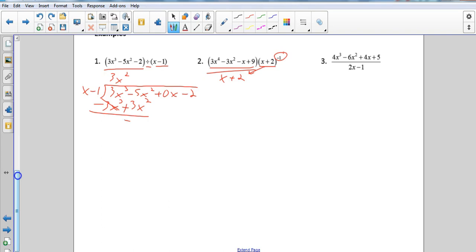Cancels. Negative 2x squared. Bring down. How do I make negative 2x squared? By multiplying by negative 2x. That's going to give me negative 2x squared plus 2x. Change the signs. Add. That gives me negative 2x. Bring down negative 2. I'm going to multiply by negative 2 again to get negative 2x plus 2.